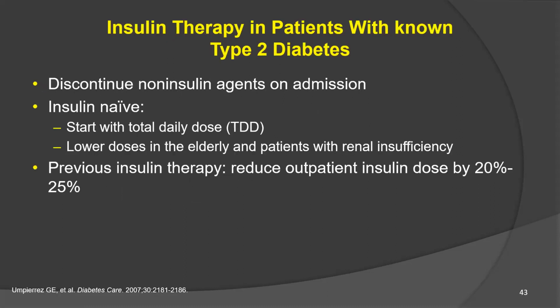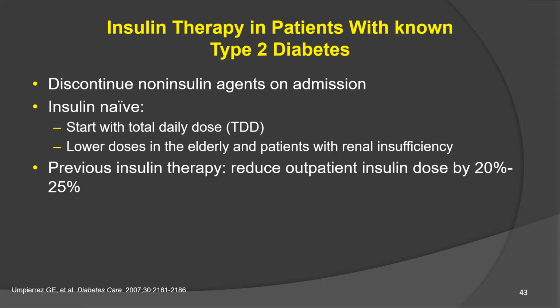Insulin therapy in patients with known type 2 diabetes. So what do you do? Discontinue non-insulin agents on admission. For insulin naive patients who have never used insulin in the past, start with total daily dose by calculation method as I've just described. Lower doses in the elderly and patients with renal insufficiency, remember, as I've described.